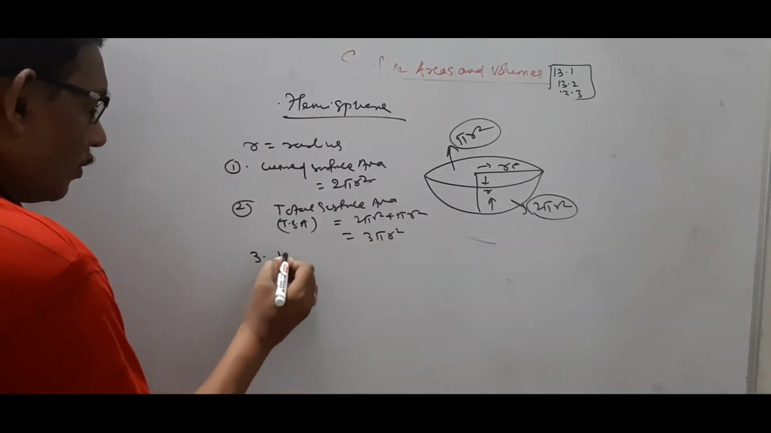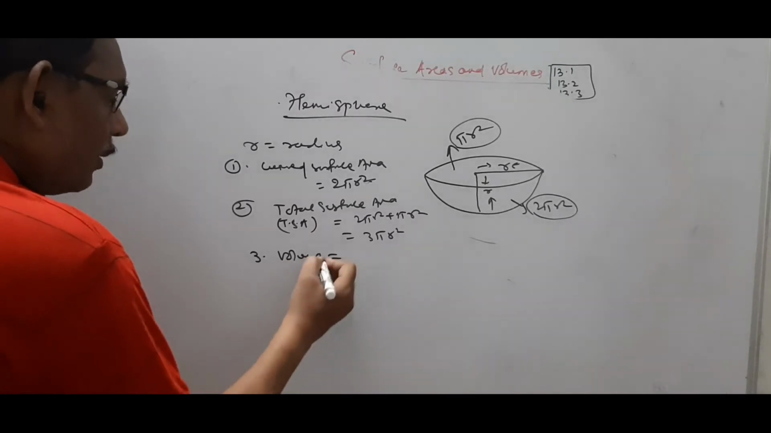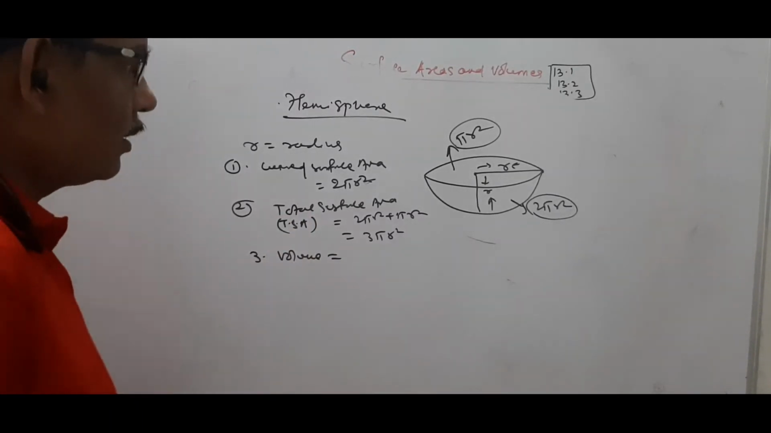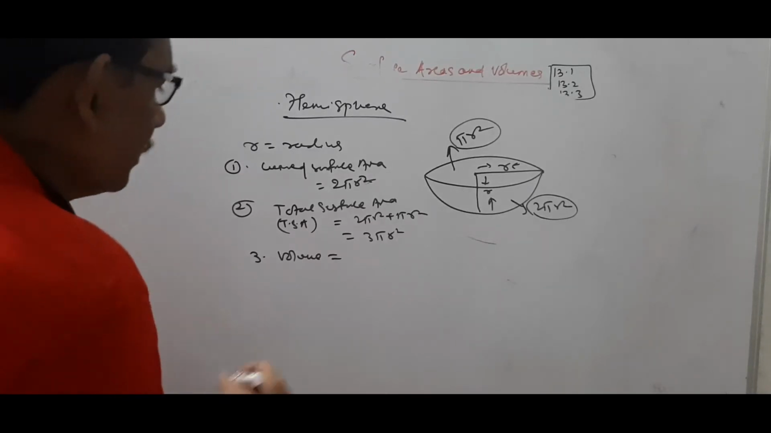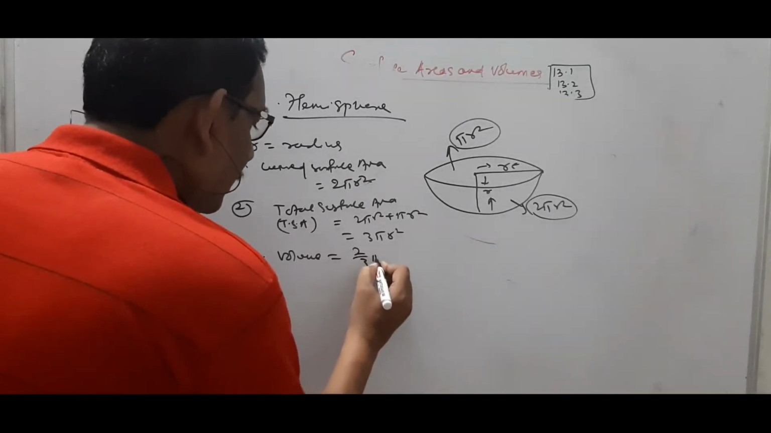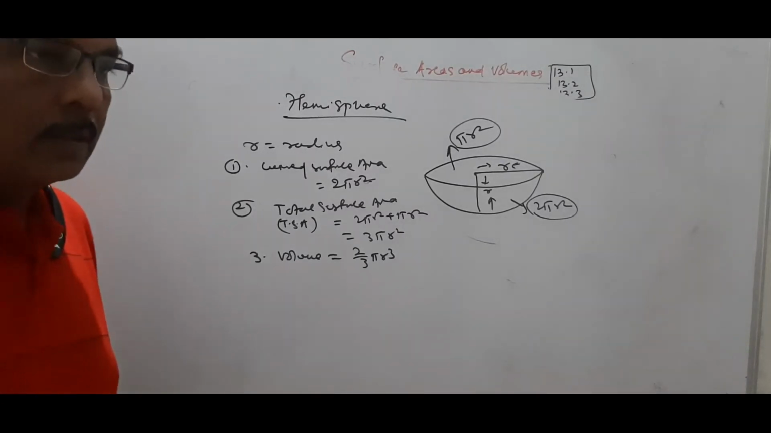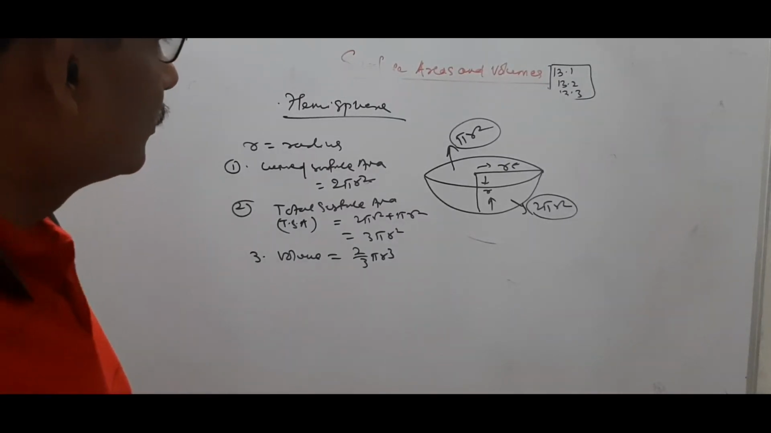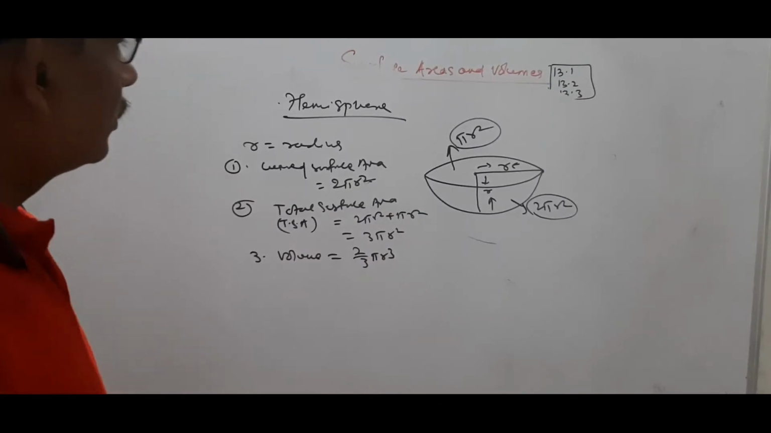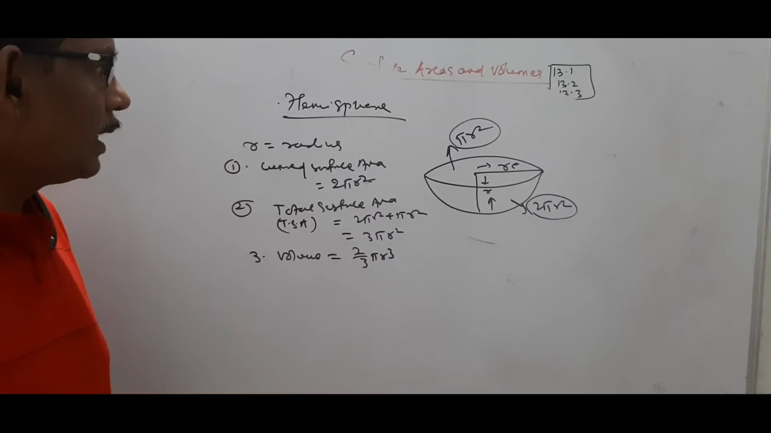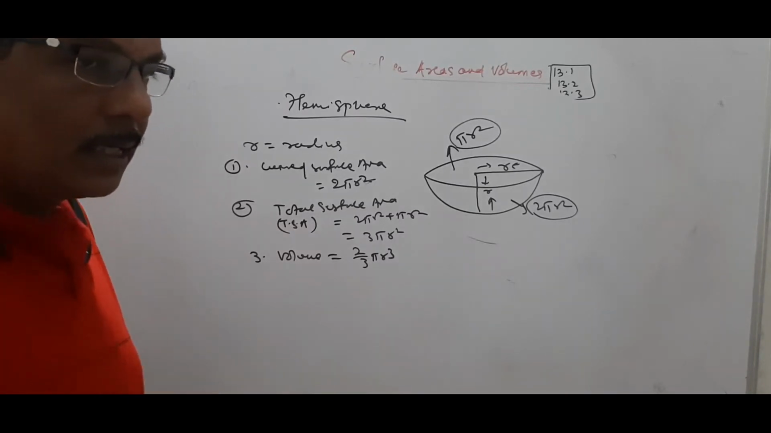Now volume. Volume of the hemisphere is equal to half of the volume of the sphere. It means it is 2 by 3 pi r cube. This is all about the formulas of the solid bodies: cube, cuboid, sphere, hemisphere, cylinder and cone.